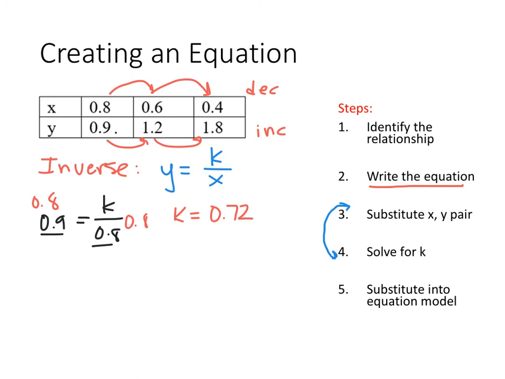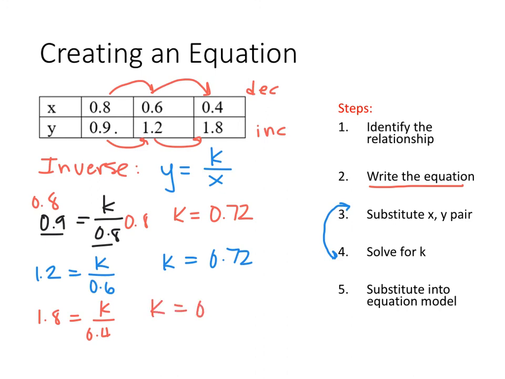Now I need to compare this to the rest of these. So 1.2 equals k over 0.6, and I can multiply those two things together. I get a k value of 0.72, so this is looking good. And then my last one is 1.8 equals k divided by 0.4. If I type those in, I also get k equals 0.72. So now I've identified that my k value is the same every time.